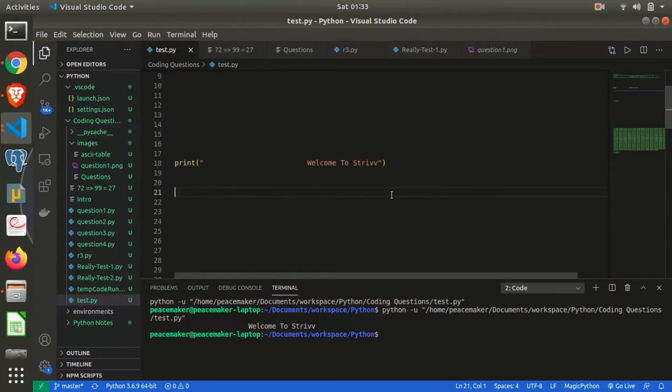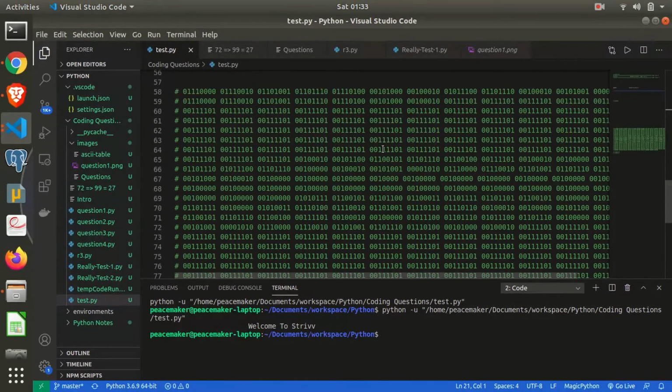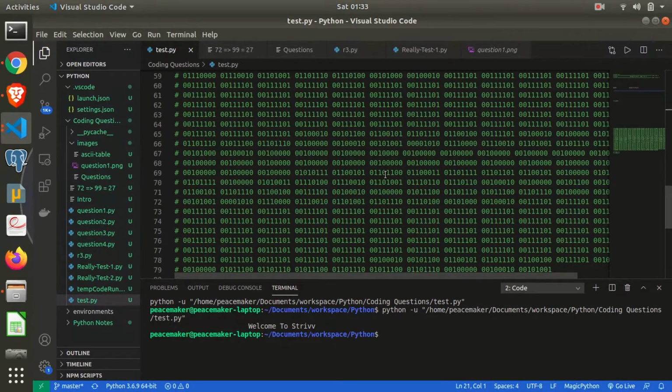Now let's see how machine code looks. This is how the machine language looks. If a normal person sees this, he will understand nothing. Only a person who is an expert in machine language can understand these ones and zeros. What do these ones and zeros mean?